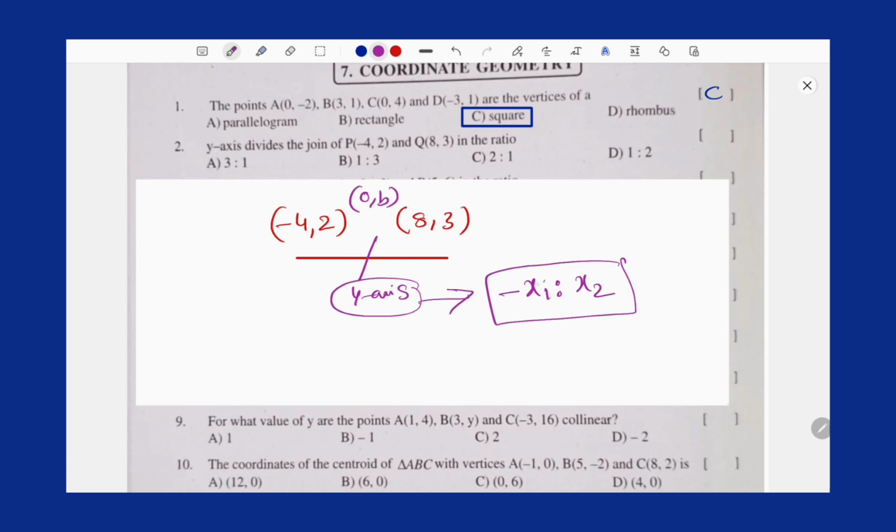Here this is minus x1. What is x1? Minus 4 is the x1. So minus of minus 4 is to x2. x2 is what here? 8 is the x2. So what we get, 4 is to 8. So that is equal to 1 is to 2. So here the answer is option D.